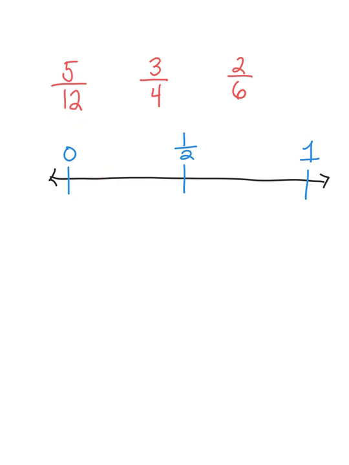Well, let's look at 5/12. I know if I was to look at 6/12 and find an equivalent fraction using the greatest common factor, which would be 6, I would find that that would be equal to a half. So it's not 6/12, it's 5/12. So 5/12 is going to be a little bit less than a half, since 6/12 is a half. So now we place 5/12.